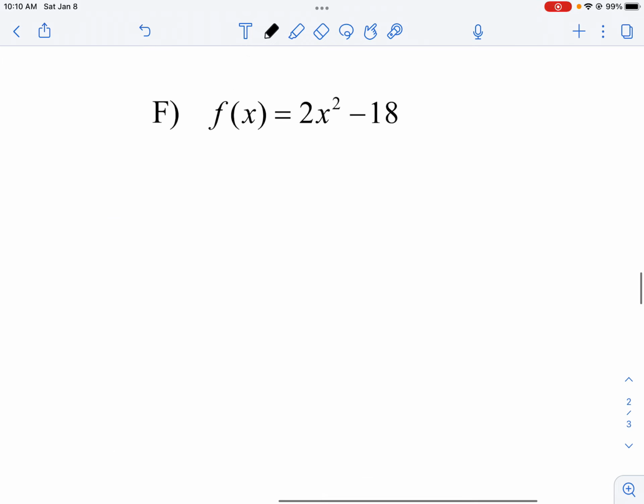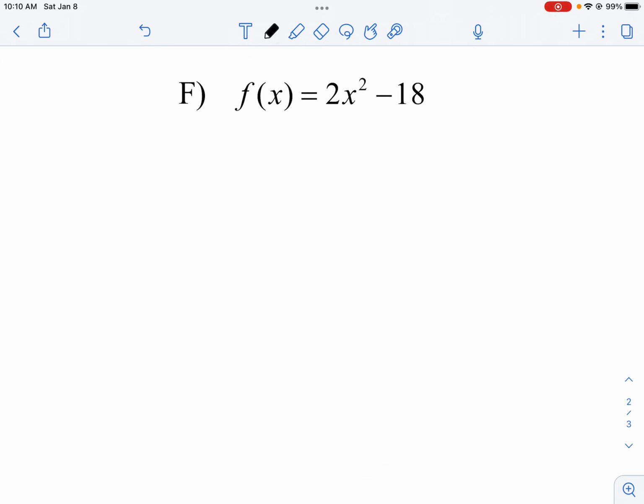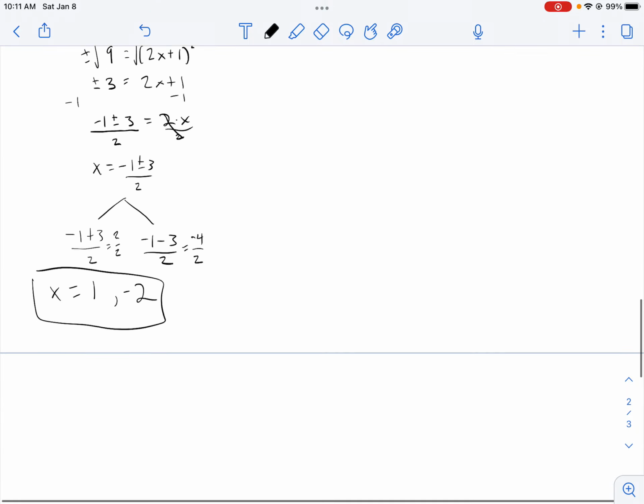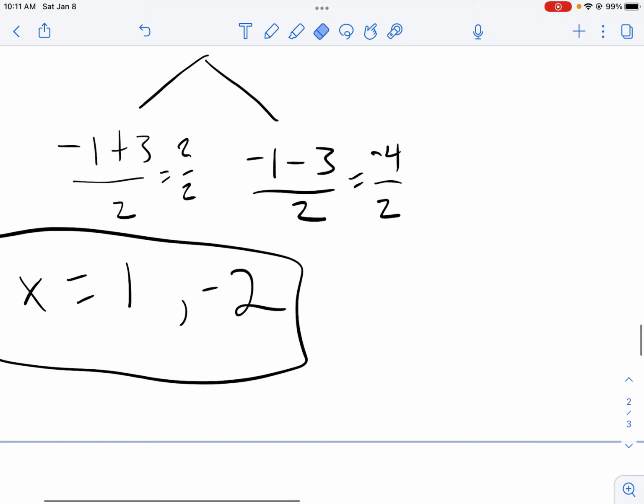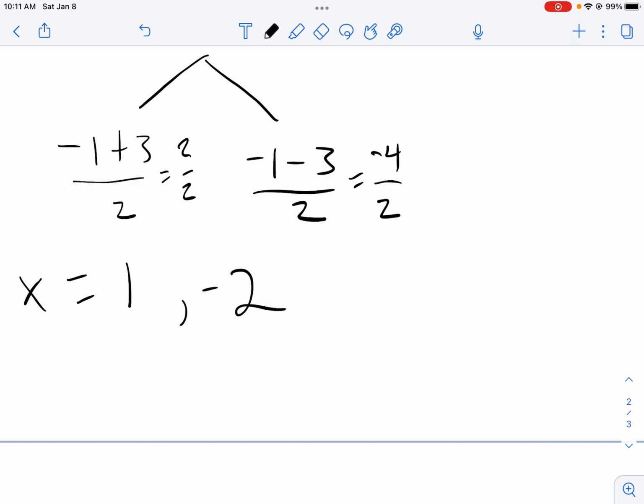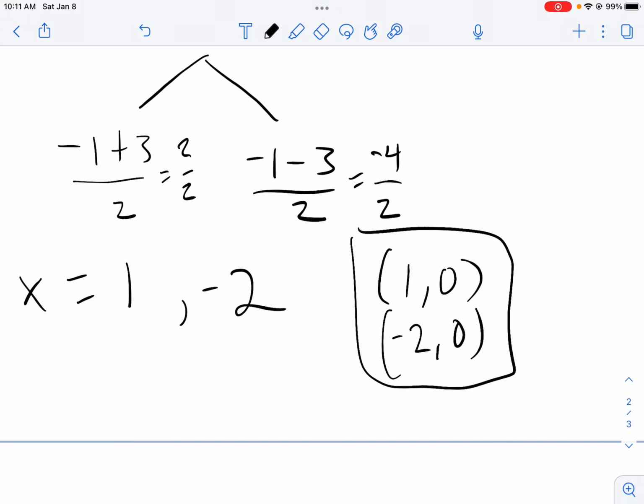Alright, for example F, it's almost the exact same thing. First off, oops, apologies, we need to write our x-intercepts, not just the solutions. I was so triggered about not simplifying, I forgot. Alright, 1 comma 0, and negative 2 comma 0. Done.